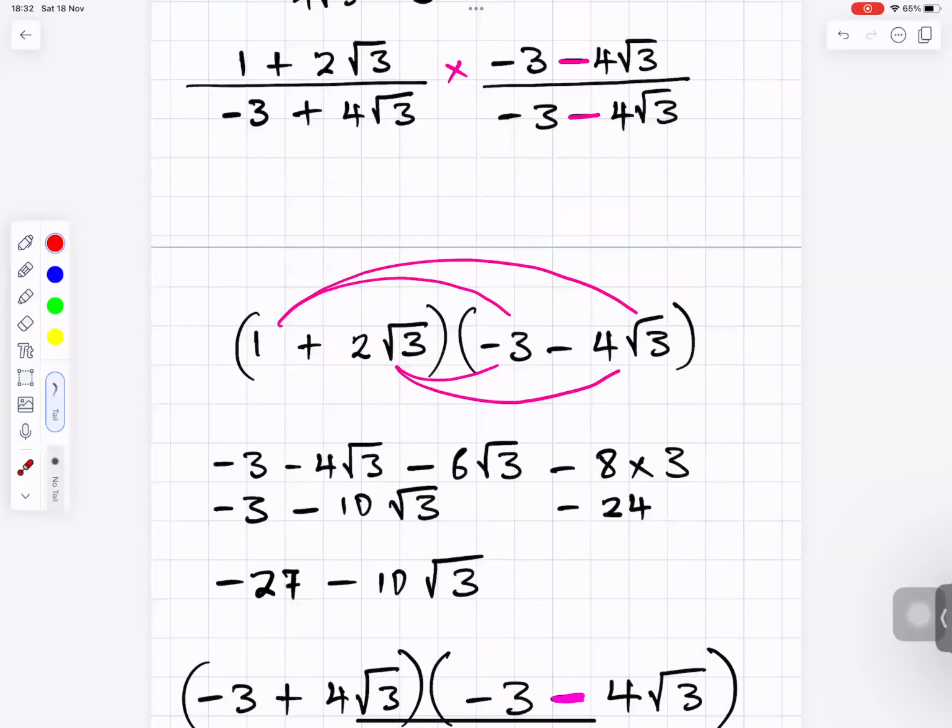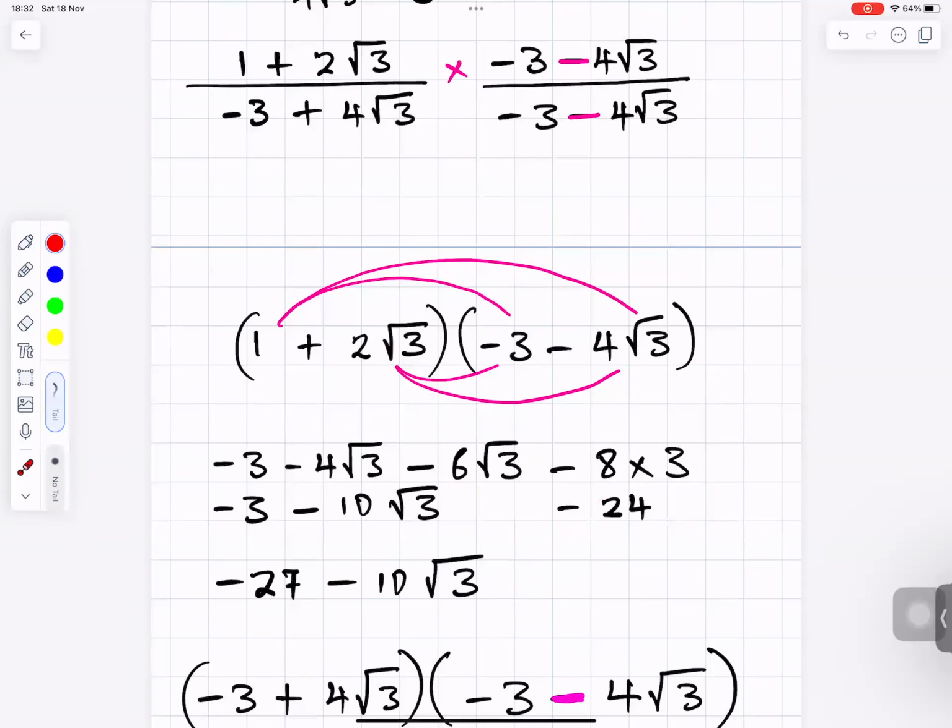Expand the double bracket. 1 times minus 3, 1 times minus 4 root 3, 2 root 3 times minus 3, and 2 root 3 times minus 4 root 3. When you expand that, you get this expression: minus 3 minus 4 root 3 minus 6 root 3 minus 8 times 3 is 24. So you go minus 3 minus 24 is minus 27. Minus 4 root 3 minus 6 root 3 is minus 10 root 3. So this is the numerator.